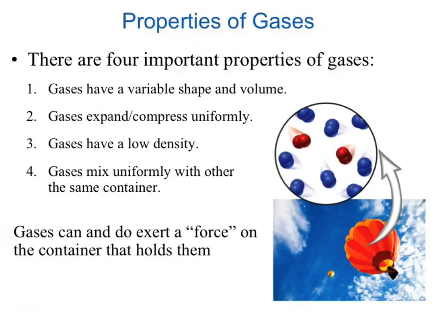Properties of gases. Okay? So we get mainly 4 properties. Your textbook says 5. I think 2 of them are ultimately the same. So there's 4 main properties of your gases. They have a variable shape and volume. So when we look at an individual atom or a group of atoms that are in the gas phase, okay, they will fill whatever volume is trying to contain them.